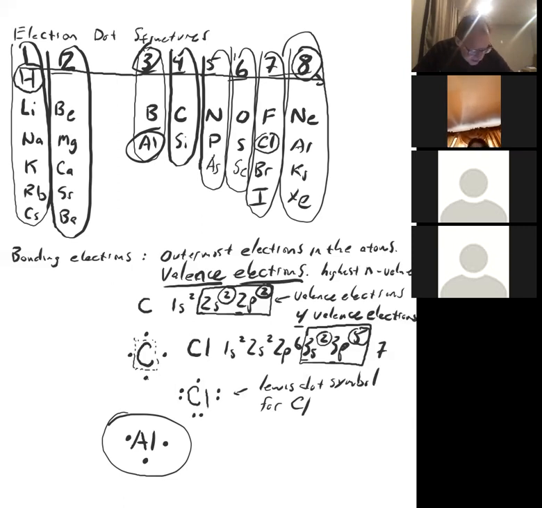Notice transition metals are not in here. It turns out that this type of analysis doesn't work very well for transition metals, so we just ignore it. We're just going to deal with these elements that are listed here. Okay?